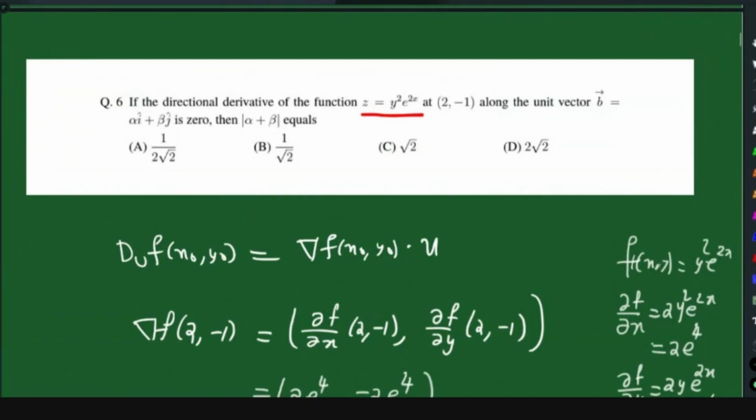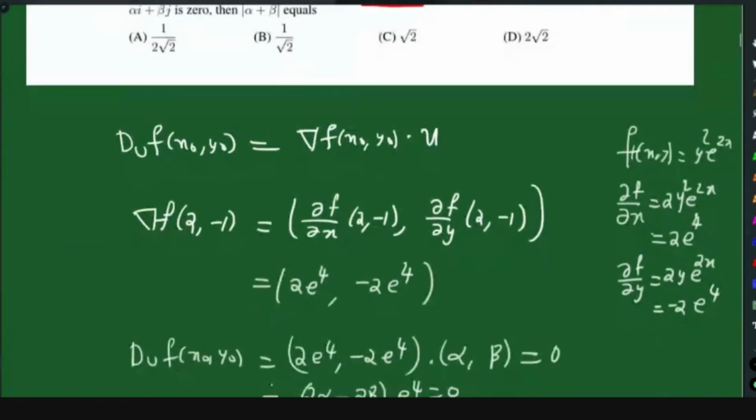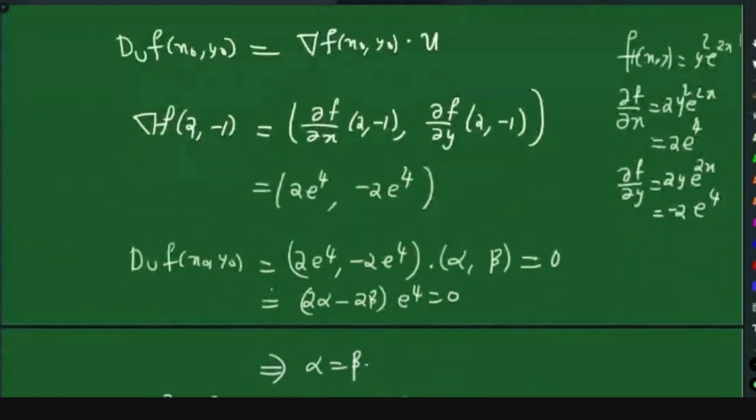So you will get dou f by dou x at (2, -1) and dou f by dou y at (2, -1) you can find. Just substitute the value. Then you can take this directional derivative as (2e^4, -2e^4) dot (alpha, beta) you will get. Then you compare the equation, you will get alpha is equal to beta.